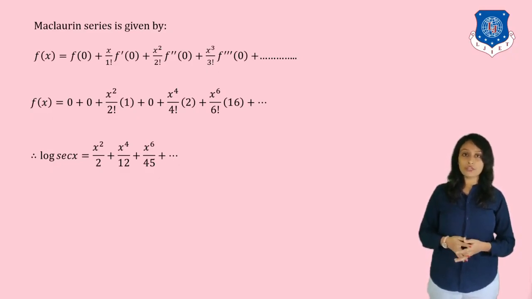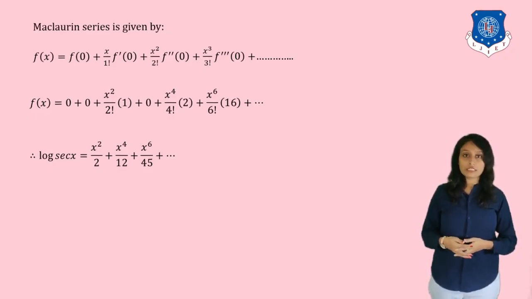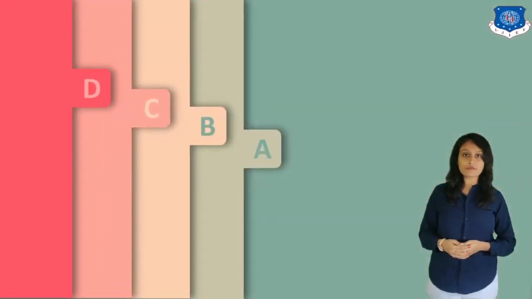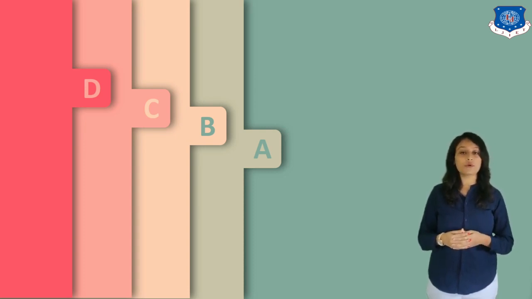Okay, so in today's video, we studied the Maclaurin series. The Maclaurin series formula is f(x) is equal to f(0) plus x upon 1 factorial into f'(0) plus x square upon 2 factorial f''(0) and so on.